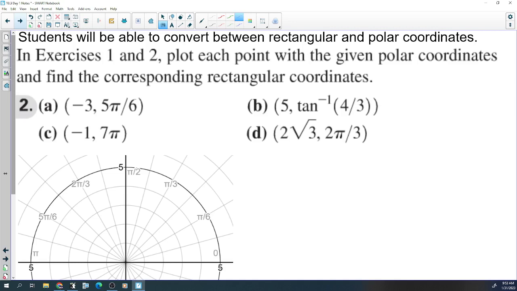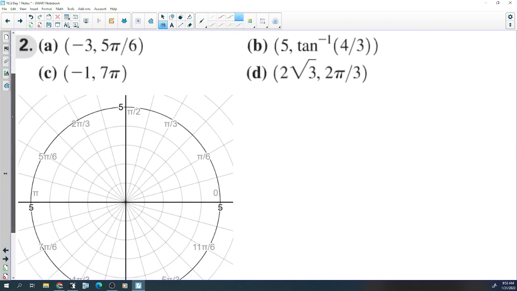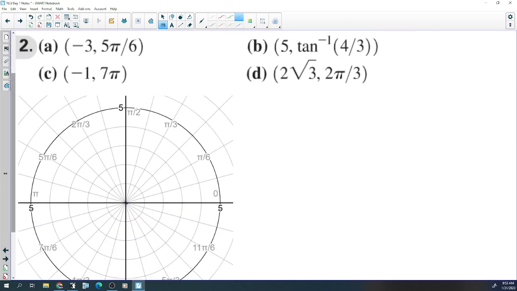Exercise 1 and 2. Plot each point with the given polar coordinates and find the corresponding rectangular. These are polar. So negative 3, but 5 pi over 6. So we're going to go 5 pi over 6, but we're going to go backwards. 1, 2, 3. So this is point A right there. So now let's go negative 3 cosine of 5 pi over 6 and negative 3 sine of 5 pi over 6.